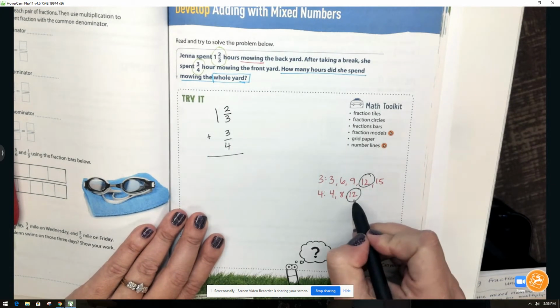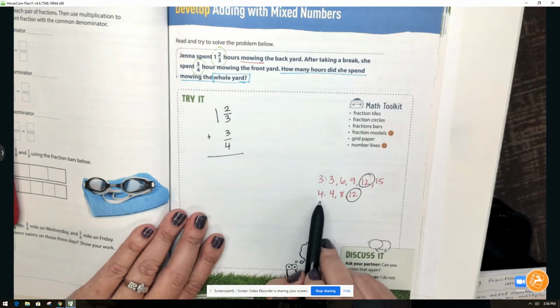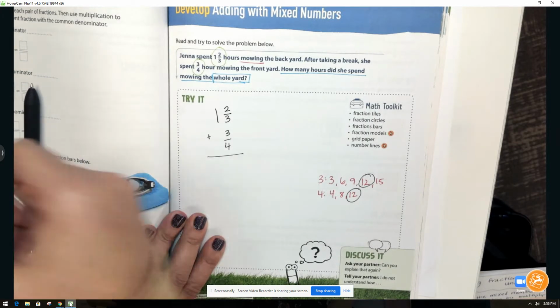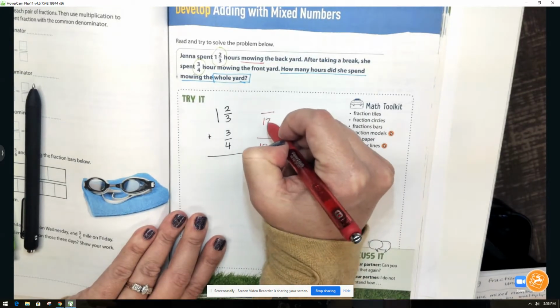So a common multiple of those 3 and 4 is 12. And I also would like to recognize that if we multiplied 3 times 4, we would also get 12. So just a side note to remember. So our common multiple is 12.